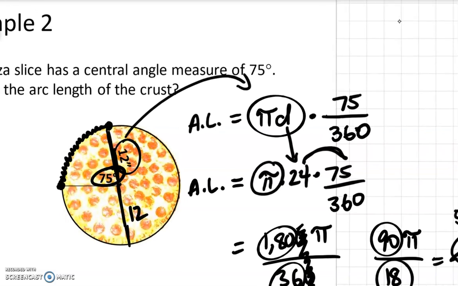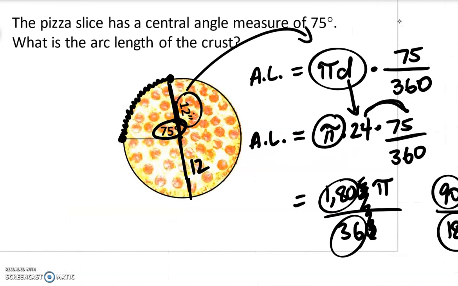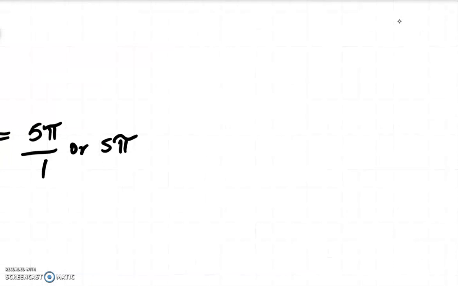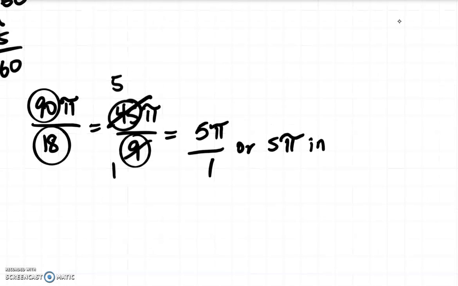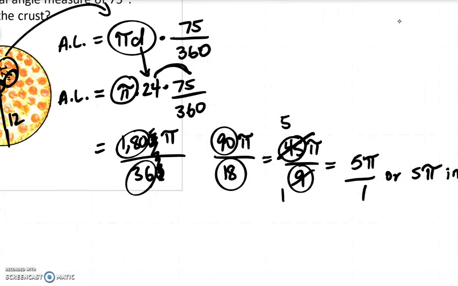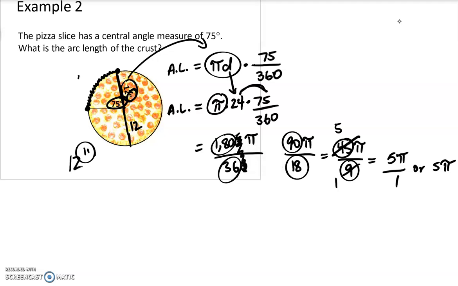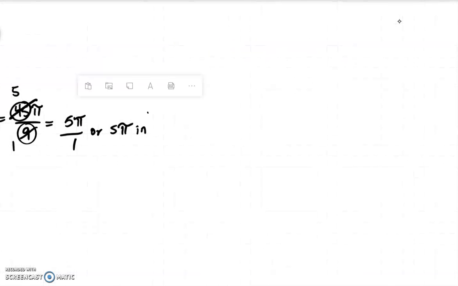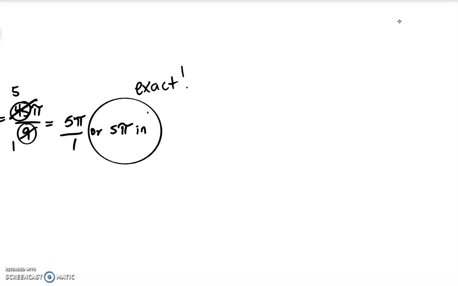Let's go back and look at our units. These are inches, right? That little double mark that you see on the 12 there means inches. So we're going to say 5 pi inches, not inches squared, because we are not calculating area. We are calculating the arc length. So this length right here is 5 pi inches. And this is what we call the exact answer.